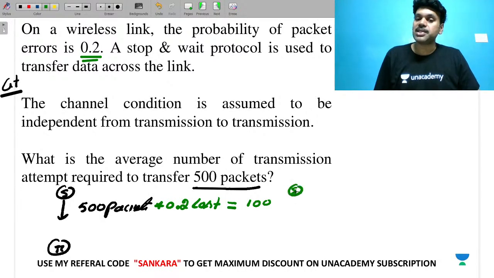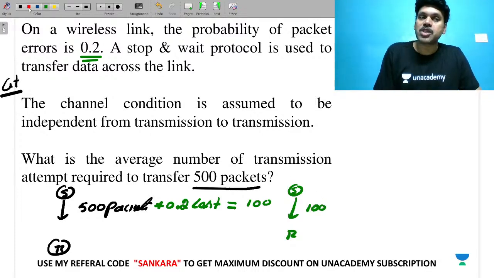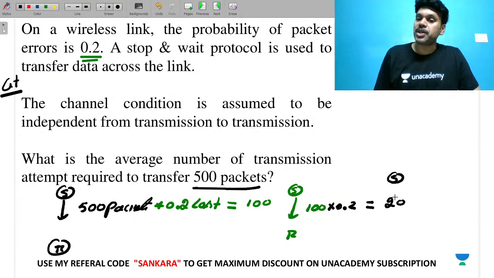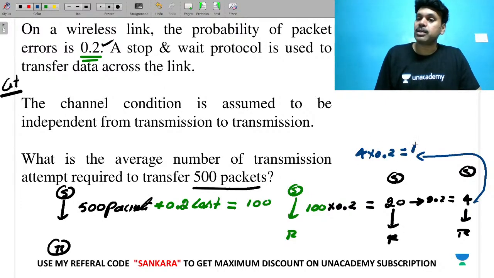These 100 frames the sender is going to retransmit to the receiver. And these 100 frames will not all be transmitted successfully. Again there is a 0.2 error rate, which is nothing but 20. Again the sender retransmits these 20 frames, but again 0.2 error rate, so you get 4. Again the sender retransmits these 4, and 0.2 on 4 is nothing but 1. This is going to be transmitted from sender to receiver.